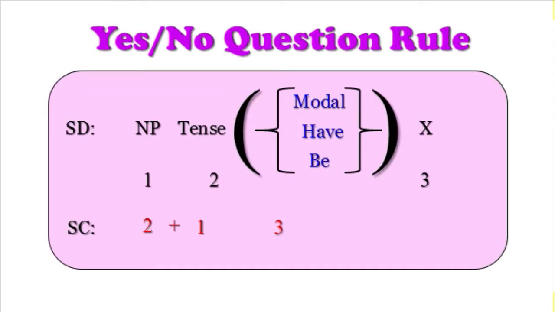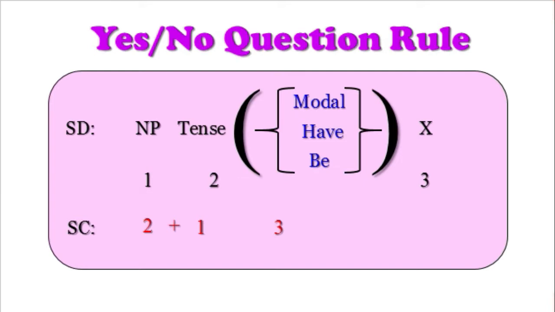In the yes no question rule, we have in the structural description an NP, which is number 1, the obligatory element. Number 2 is tense with either modal, have or be, which are optional, and X as number 3, which is a variable. For the structural change, we take number 2, which is tense, modal, have or be, and we add to it number 1, which is the NP, then we put number 3.